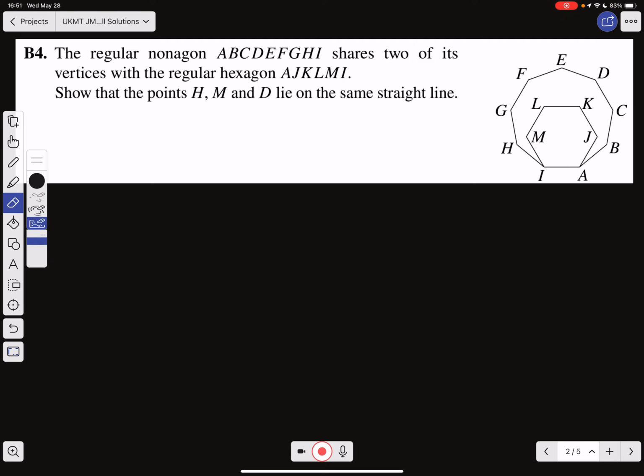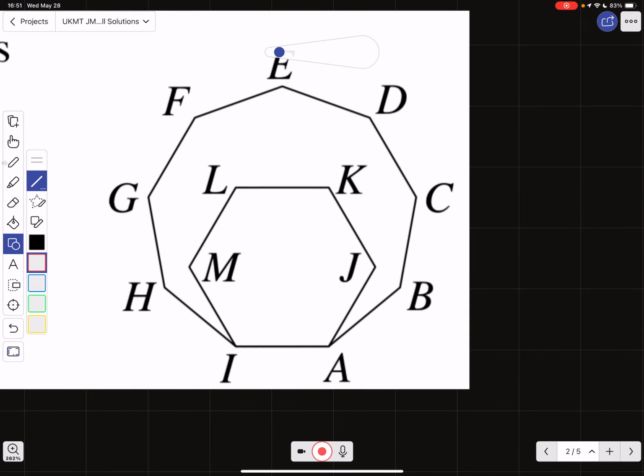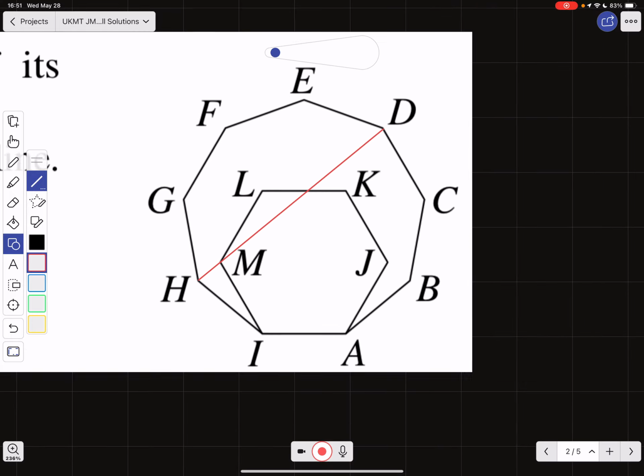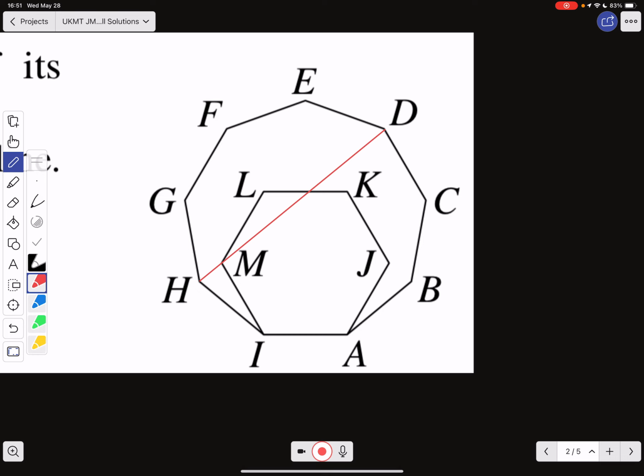So let me just draw a line from H to D. And it crosses M. We've proven it. No, we can't just do that. Now, I will keep the line though. Let's start evaluating some angles.